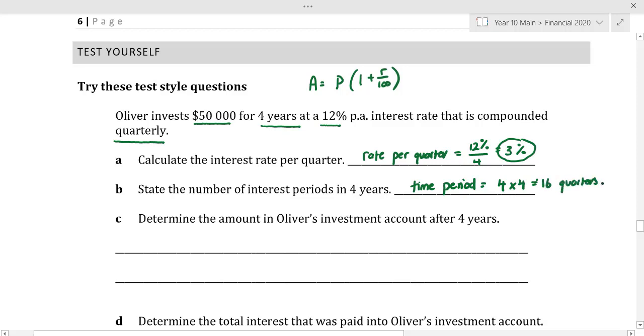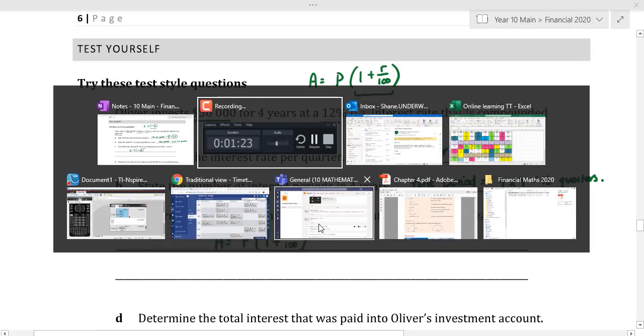Now let's go ahead and work out how much it is after 4 years. So let's use the formula for the compound interest. Notice here, we need the rate per quarter, which is where we found that in part A. So 3 over 100, you can put it in your calculator like this, and that's to the power of 16 quarters. Now, if I go ahead and put that in my CAS calculator, we can go.